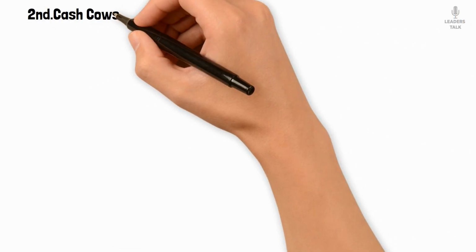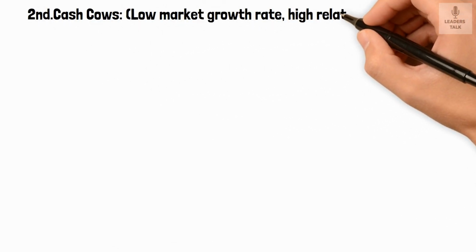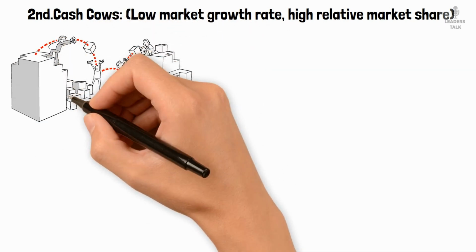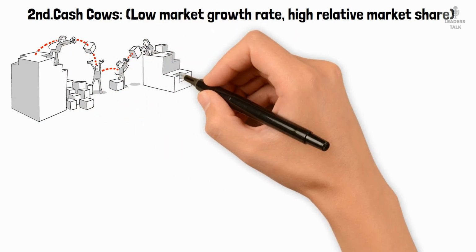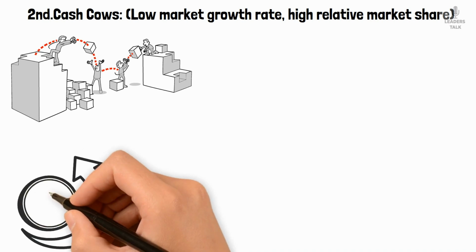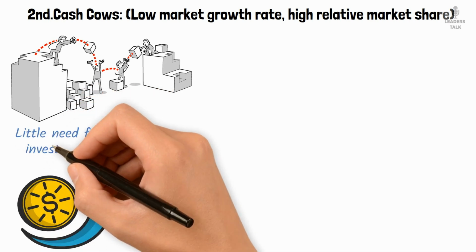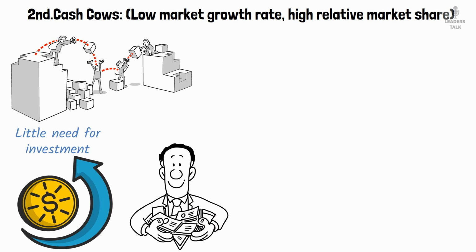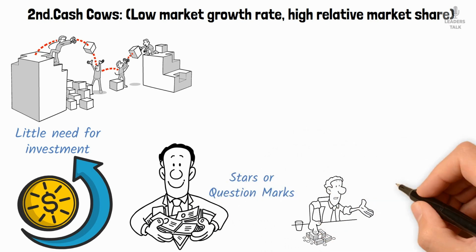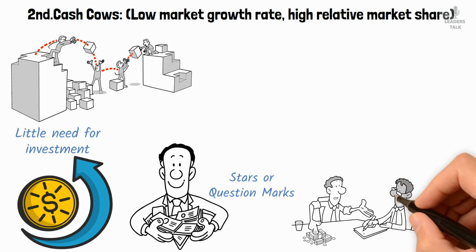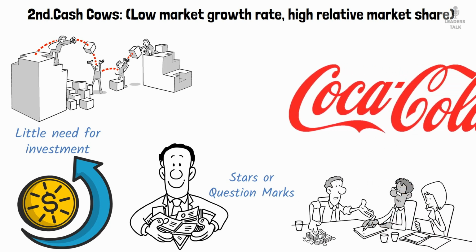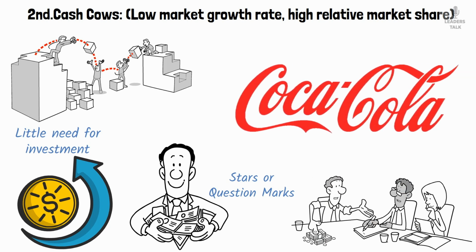Second, cash cows. Low market growth rate, high relative market share. Cash cows are well-established and profitable products or units in a mature market. They generate consistent cash flow with little need for investment, making them crucial for funding other parts of the business, such as stars or question marks. Strategy. Harvest profits and invest minimal resources. Use the cash generated to support other business areas. For example, a well-established beverage like Coca-Cola in the soft drink market.